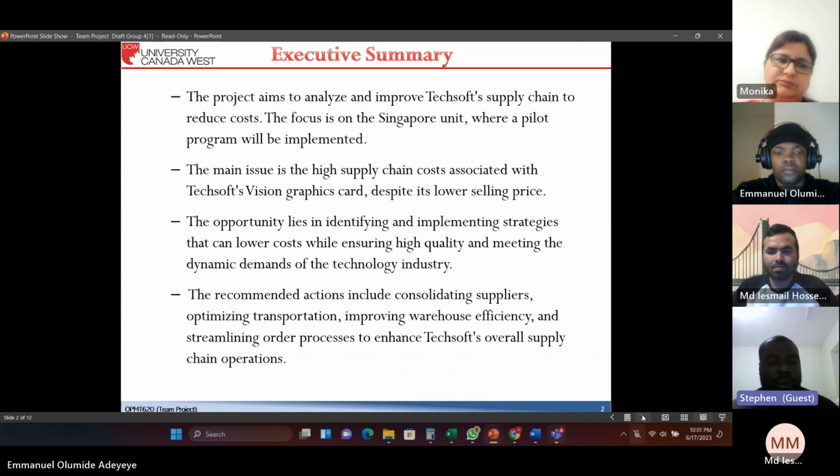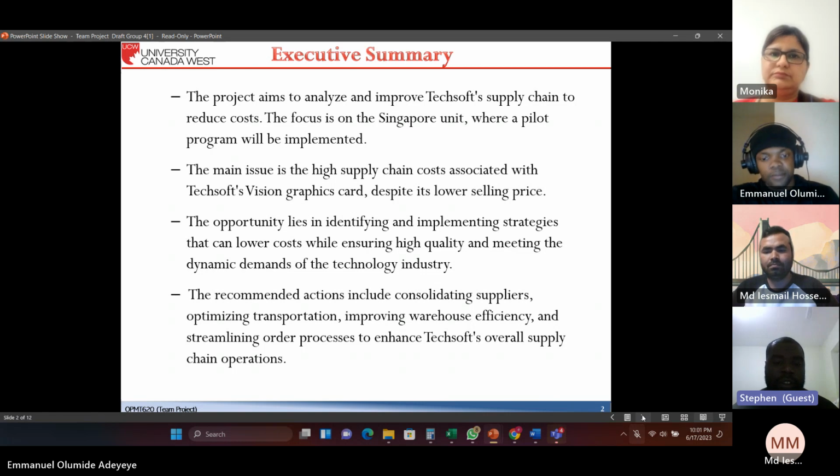The project is also going to look for opportunities in identifying and implementing strategies that can lower costs while ensuring high quality and meeting the dynamic demands of the technology industry. Last but not least, we'll have recommended actions, which will include consolidating suppliers, optimizing transportation, improving warehouse efficiency, and streamlining other processes to enhance TechSoft's overall supply chain operations. To give a broader view of this project, I'll be handing over to Monica, who will talk more about the process map. Over to you, Monica.